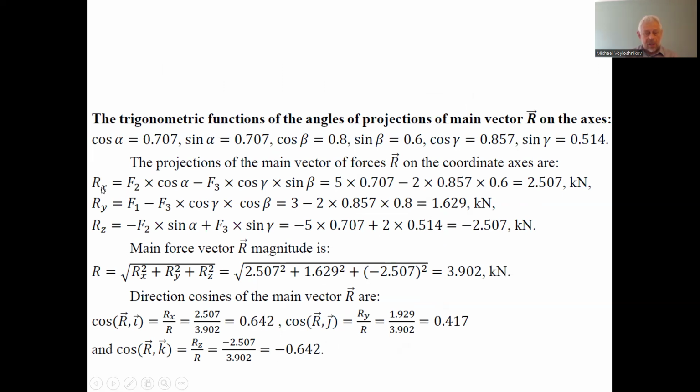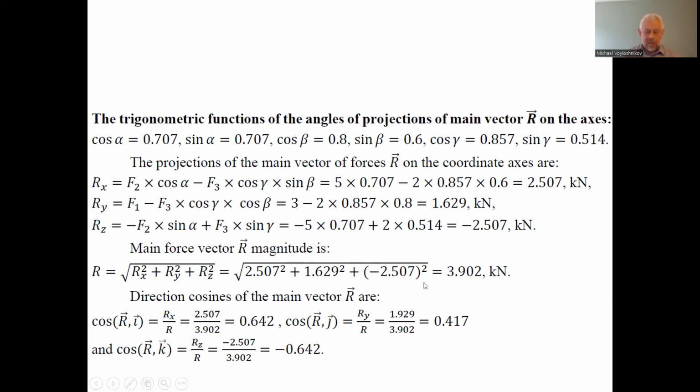Forces projection Rx, Ry, and Rz: Rx is 2.507 kilonewton. Ry is 1.629 kilonewton. Rz is minus 2.507 kilonewton. The magnitude of the main vector force is the square root of the sum of the squares of each of the projections of the main vector onto the axes of the Cartesian coordinate system.